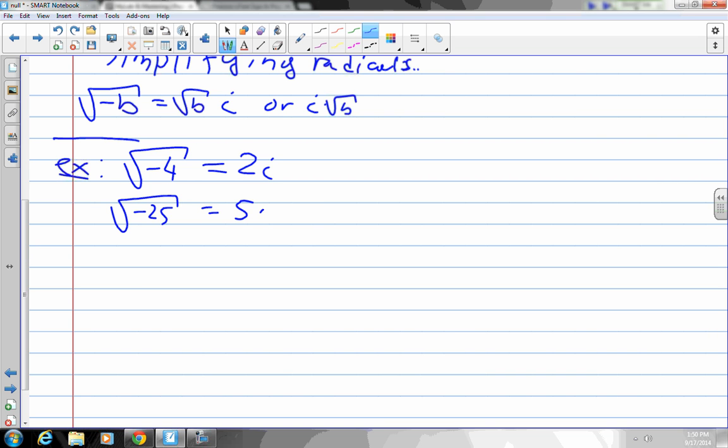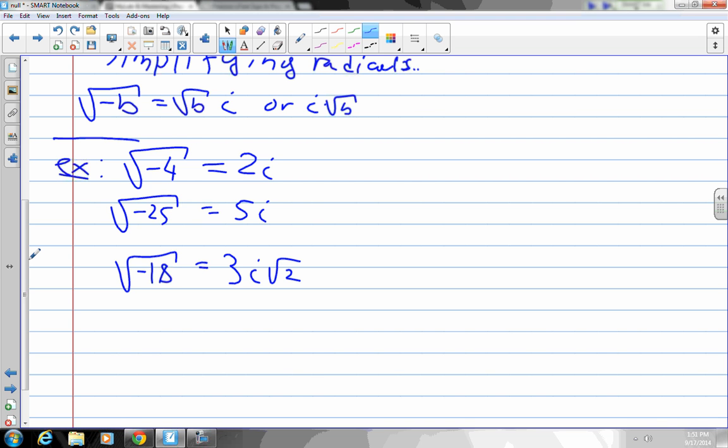And I can ask you the square root of negative 25, and you will say 5i. And I can ask you the square root of negative 18, and you will say 3 root 2, i somewhere in there. Very good. So this is how your book will probably write it: 3i square root of 2.